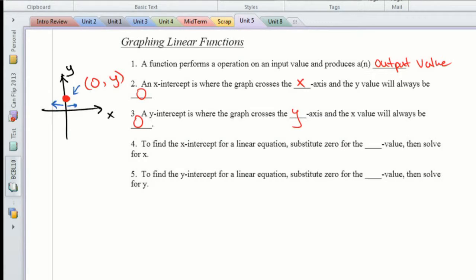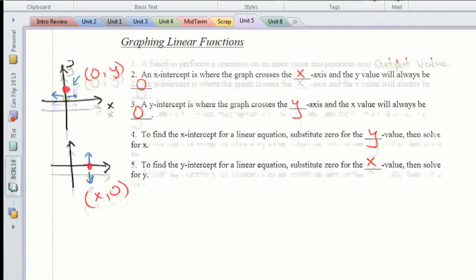Same thing goes for the horizontal axis. If we're talking about a point on my horizontal axis, so let's put a point here, I haven't gone above the axis to have a y value or below the axis to have a y value. So my y values here are always going to be 0. Anything on that horizontal line, you'll end up with a 0 for a y value. So to find the x-intercept for an equation, we substitute 0 for the y value, then solve for x. To find the y-intercept for a linear equation, we substitute 0 for the x value, and then solve for y.